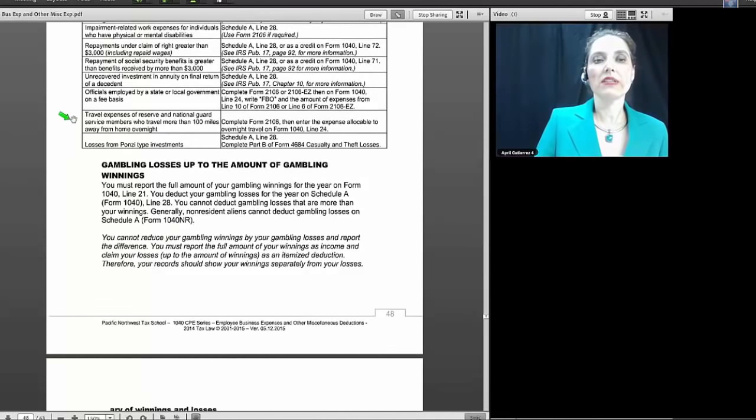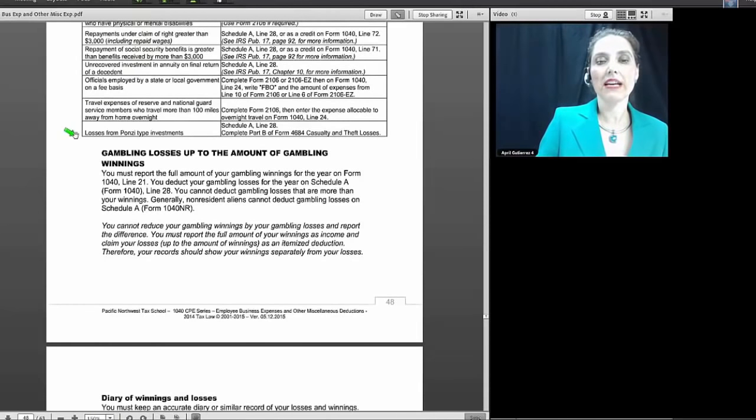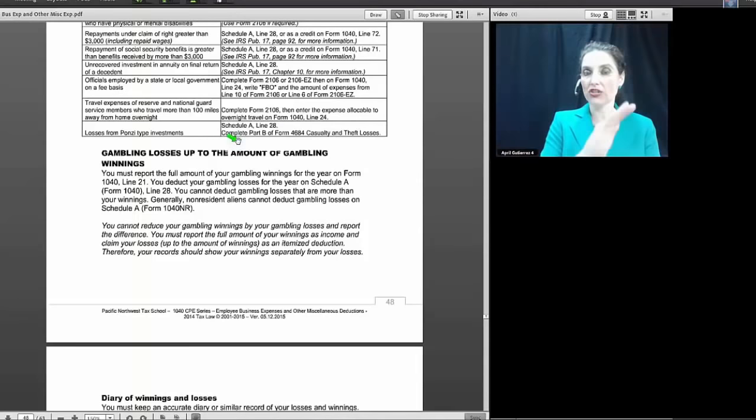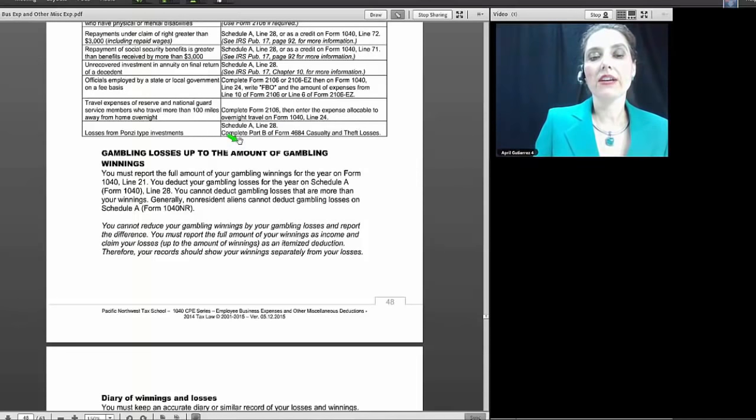Also, travel expenses of a reservist or National Guard member who travels more than 100 miles from home. These expenses are not subject to the 2% limit, but they also don't get entered on Schedule A. They carry again to the front page of the 1040 as an adjustment to income. And finally, losses from Ponzi-type investments. These are treated as a casualty loss, not subject to the 2% limit. You would complete Form 4684 Part B, that is page 2 of the form, and then carry the loss to line 28 of Schedule A.